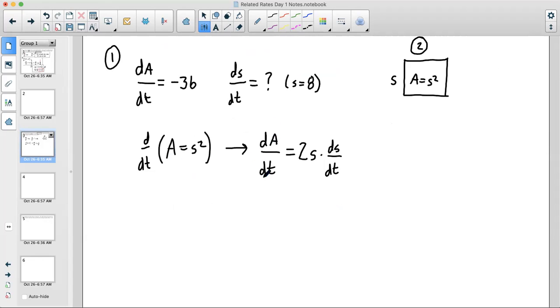So now I have this rate, which they gave me. I have this rate, which I'm looking for, and I have a side length here, which they say when S is 8. So dA/dt is negative 36. S is 8. 2 times 8 is 16. And then I have dS/dt. This is step 4, I think. This was step 3 here. This is step 4. Solve for this. I divide both sides by 16. I think that's negative 9 over 4.